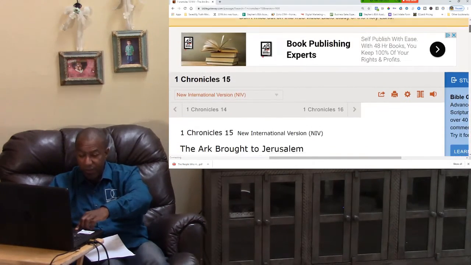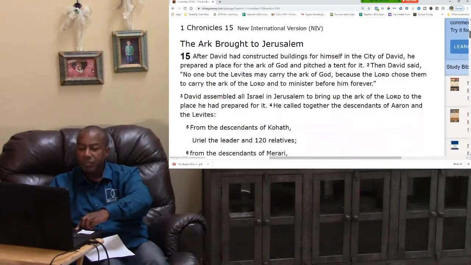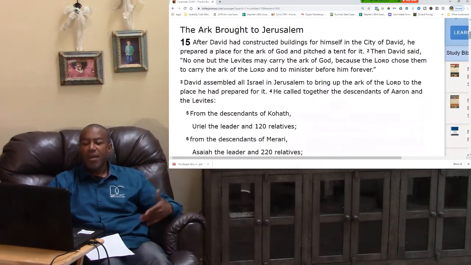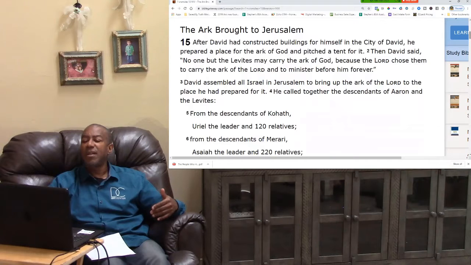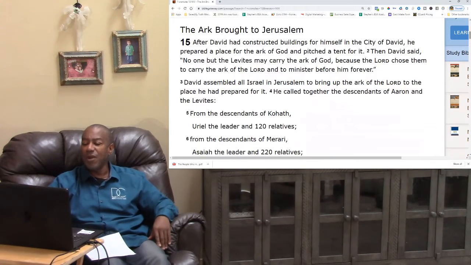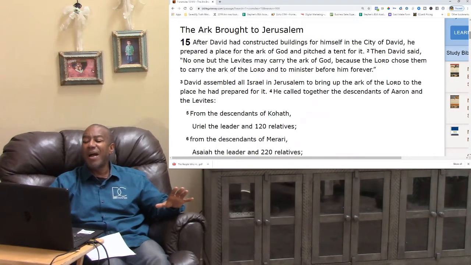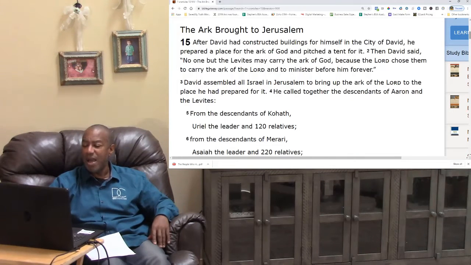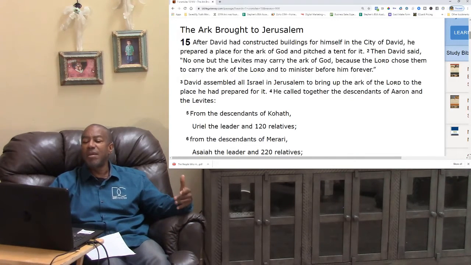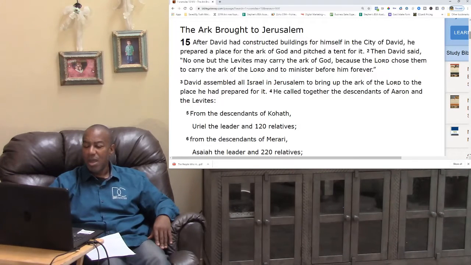First Chronicles 15, verse 1 and 2. It says, after David had constructed buildings for himself in the City of David, he prepared a place for the ark of God and pitched a tent for it. Then David said, no one but the Levites may carry the ark of God, because the Lord chose them to carry the ark of the Lord and to minister before him forever.